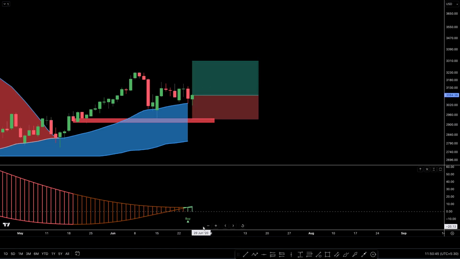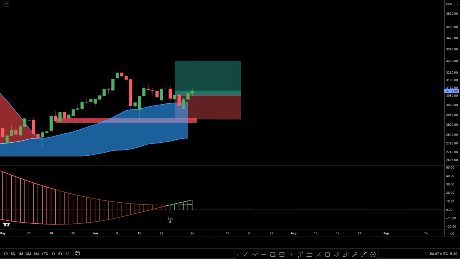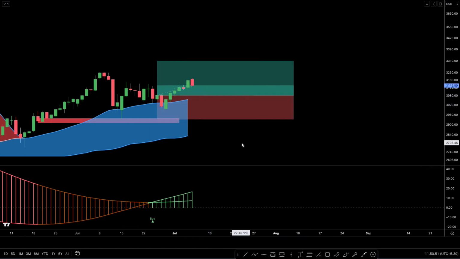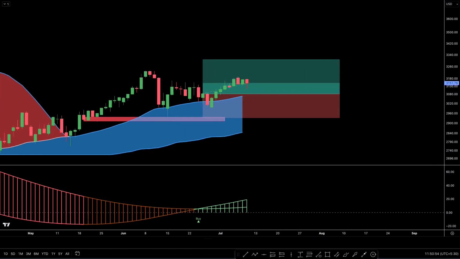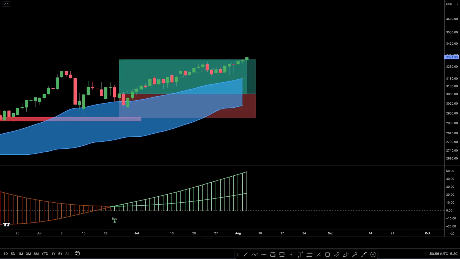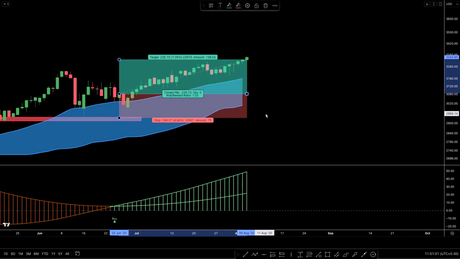Let's see how to play out this trade. This trade is running in profit. This trade has completely hit the target.